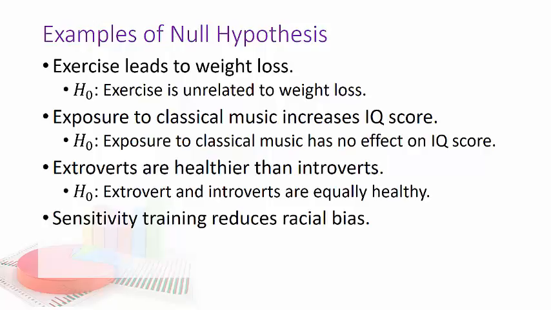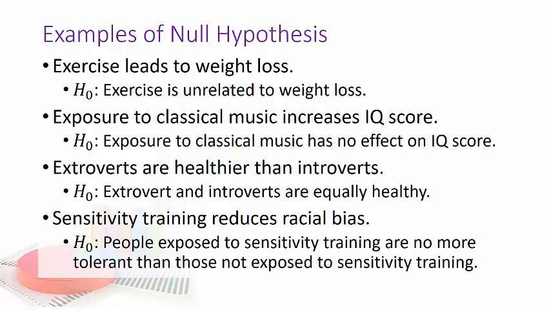If I want to say sensitivity training reduces racial bias, my null hypothesis is that people exposed to sensitivity training are no more tolerant than those not exposed to sensitivity training. Now, we also will create the alternate hypothesis, and that's the one we started with in all of these. Basically, if we can reject the null hypothesis, then we can probably accept the alternate hypothesis.